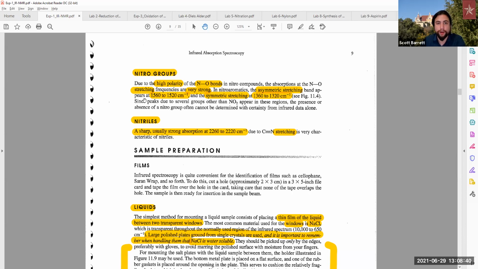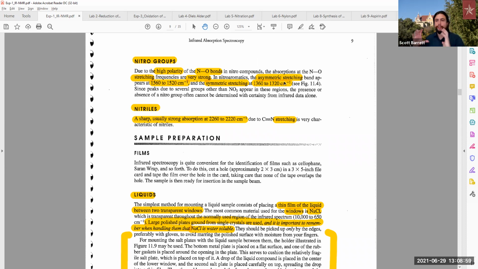And this is a very strong stretch because it is extremely polar. The nitrogen-oxygen bond is very polar in a nitro group. So you're going to find that by asymmetric stretching in the 1560 to 1520 inverse centimeter region, and then also the symmetric stretching at 1360 to 1320 inverse centimeters. That's just going to be the area that you're going to want to remember, because it's going to be extremely strong, extremely deep, with a very strong dipole moment. So at 1560 to 1520 and 1360 to 1320 inverse centimeters, you'll find the 2 strong peaks there.